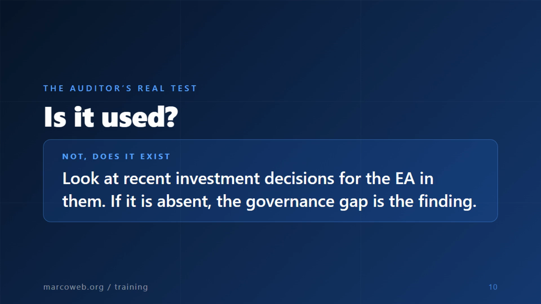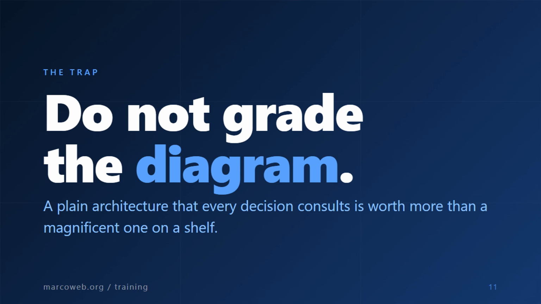So the auditor's real test is not, is there an architecture? It is, is it used? Ask to see recent investment decisions and look for the architecture in them. If it is absent, the governance gap is the finding, and consolidating the duplicate systems only treats the symptom that gap produced. Which is the trap.